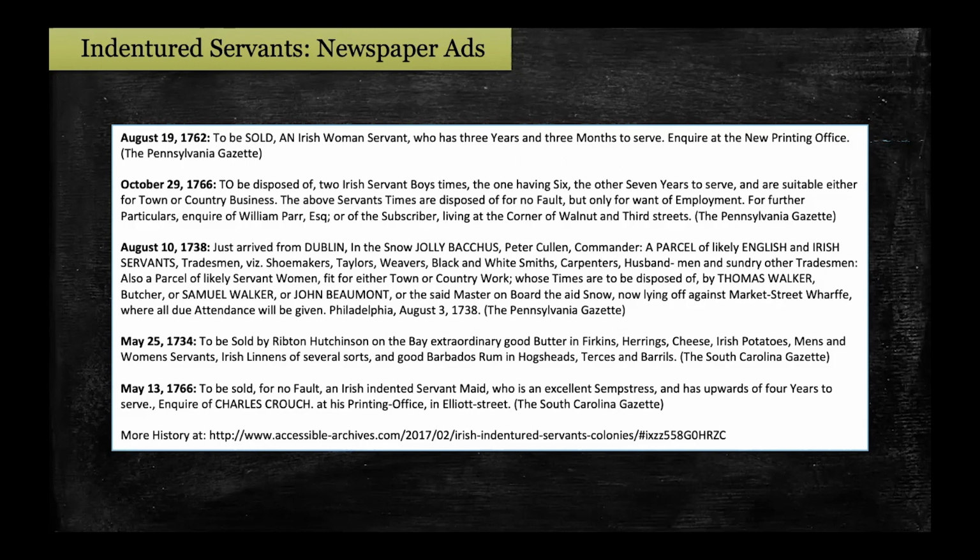October 29th, 1766, to be disposed of, 2 Irish servant boys' times, the one having 6, the other 7 years to serve, and are suitable either for town or country business. The above servants' times are disposed of for no fault, but only for lack of employment. So he's saying these are 2 boys. They're not being sold because they're unruly, because they're brats, but because they just need work. There's no work for them here, but they need to have some work. For further particulars, inquire of William Parr, Esquire, or the subscriber.